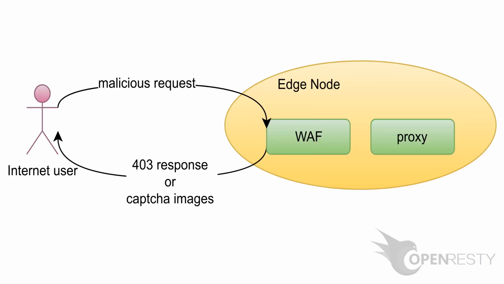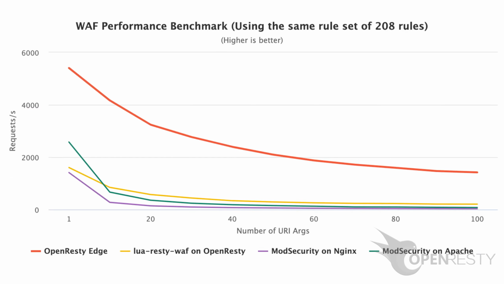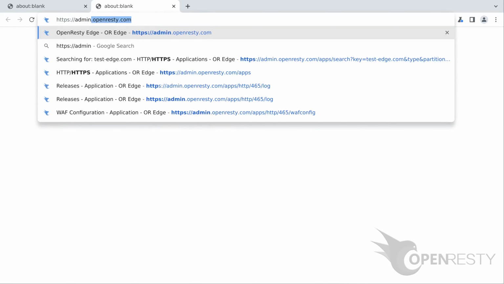Today I'd show how to enable the Web Application Firewall, or WAF, in OpenResty Edge. OpenResty Edge's WAF platform is many times faster than almost all open-source WAF solutions like ModSecurity and lua-resty-waf. Let's go to the web console of OpenResty Edge.